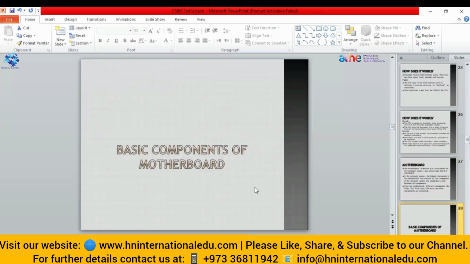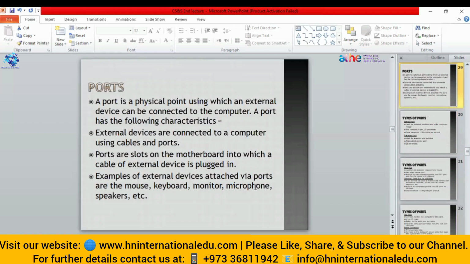Now, the basic components of the motherboard: ports, in which we are placing our peripheral input and output devices. These are known as the ports. A port is a physical point using which external devices can be connected to the computer. A port has the following characteristics. External devices are connected to a computer using cables and ports. Ports are the slots from the motherboard into which a cable of an external device is plugged in.